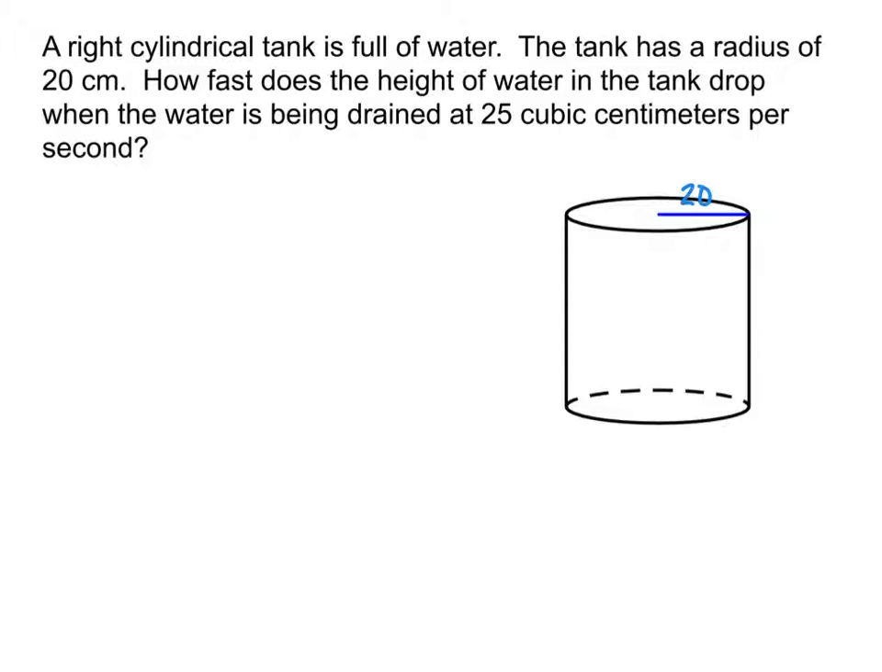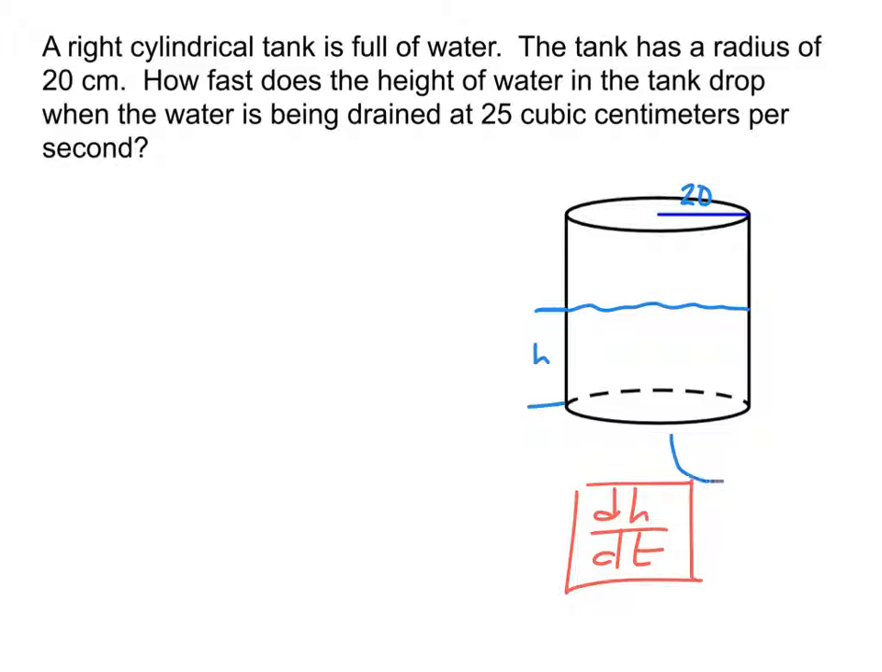How fast is the height of the water in the tank? Okay, so we got some water in here, and we got some height in it. So I'm going to go ahead and call that H. How fast does the height of the water in the tank drop? So we want to figure out what is dH over dt. That's going to be what our answer is. When the water is being drained at 25 cubic centimeters per second. So it's out at 25. And I'm going to go ahead and include the units. It helps me keep straight what is what. And so for the 20, I'm going to write the centimeters there as well.